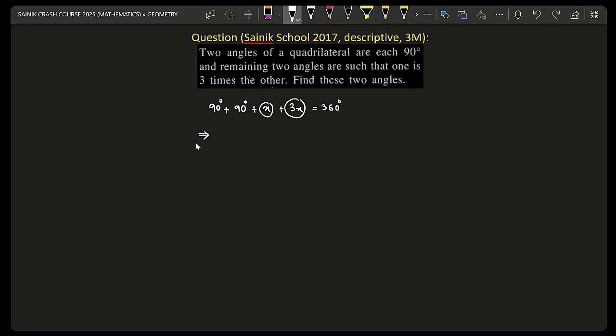And what is x plus 3x? Sir, x plus 3x is 4x. So you can write 4x. And on the right side, 360 degrees minus 180 degrees. What is 360 minus 180? Sir, 180. Okay, now I want the value of x. Yes, 180 divided by 4. Simplify this.